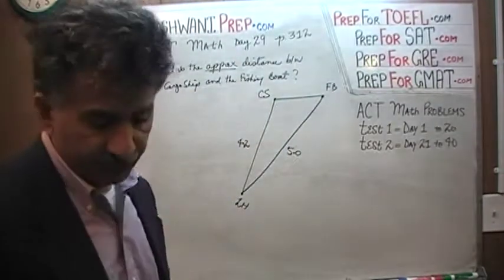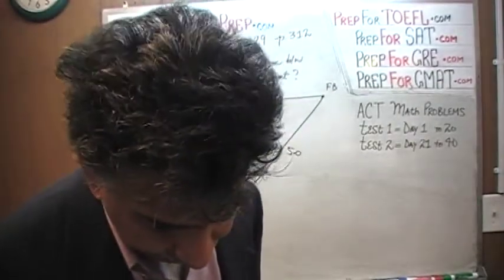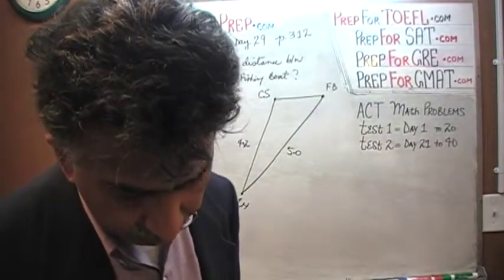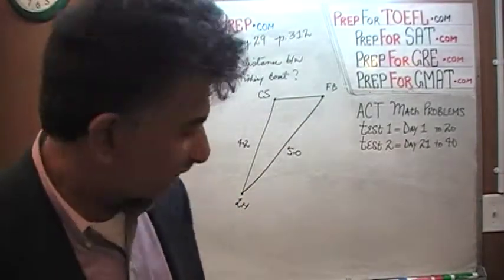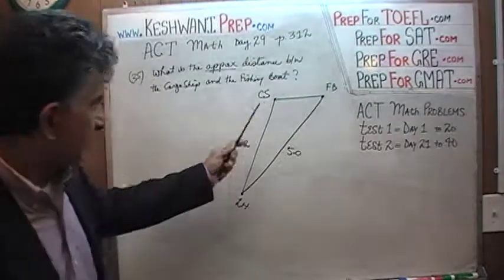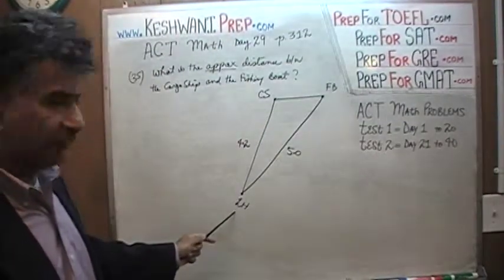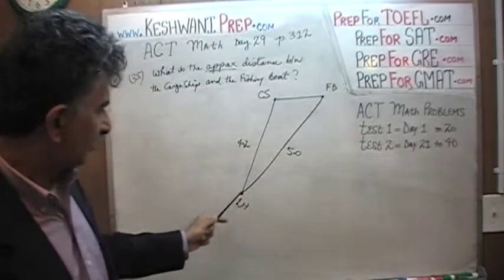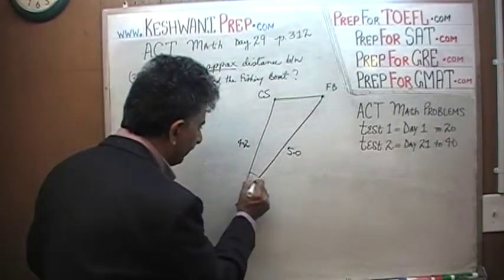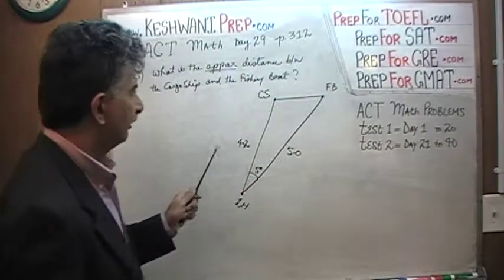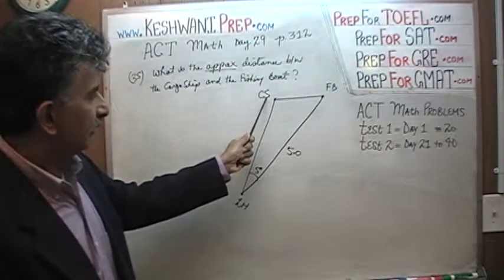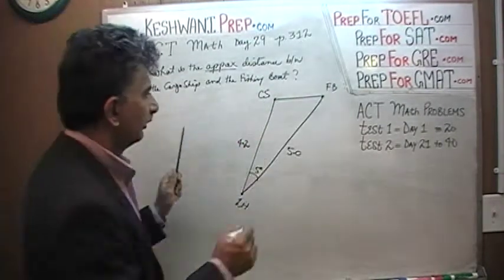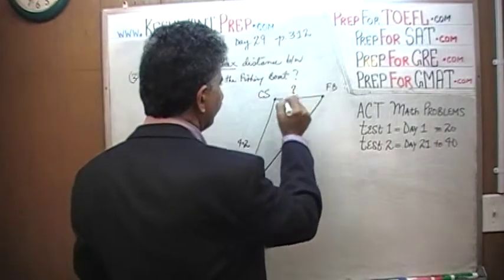They go on to tell us that the angle between the straight line from the lighthouse to the two vessels is 5 degrees. In other words, if you were to make a straight line from the cargo ship to a lighthouse, like we just did, and a straight line from fishing boat to lighthouse, then the angle that we will get in between is 5 degrees. And the question simply is, what is this distance between the cargo ship and the fishing boat? This distance is what we're looking for.